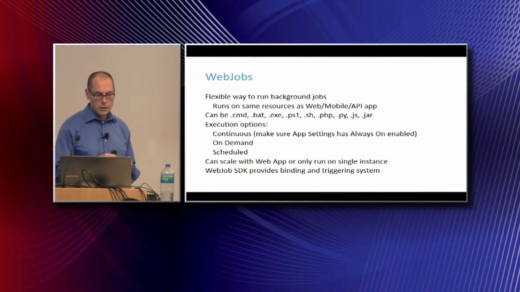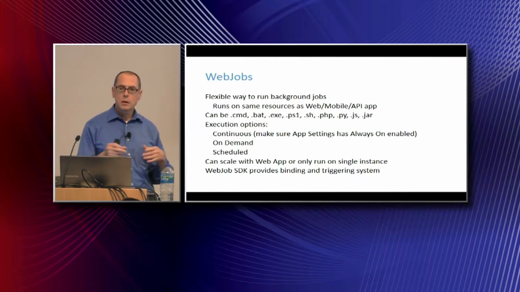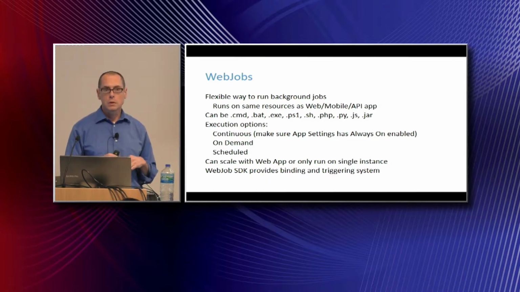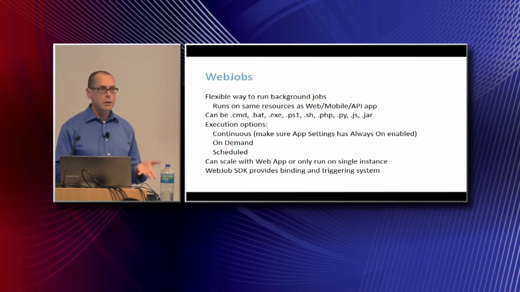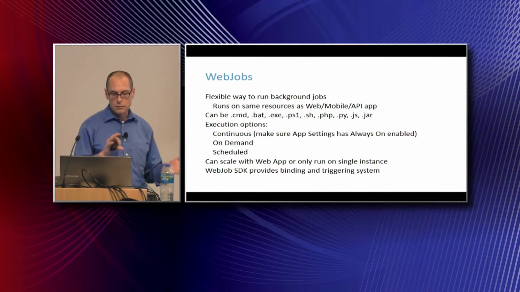That's important to remember. On demand means you deploy the web job out there, but you get a UI or you can call a webhook to just tell it when to run. You've got it out there, and it's ready to run. You just push a button or whatever when you want it to run. And then you can schedule it. So you can schedule a web job to run using the Azure Scheduler behind the scenes.